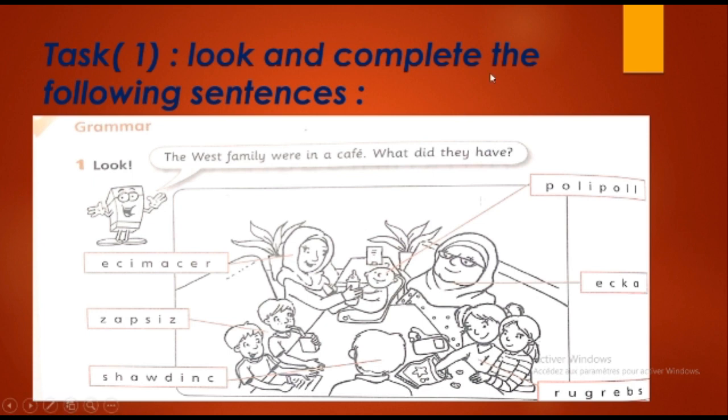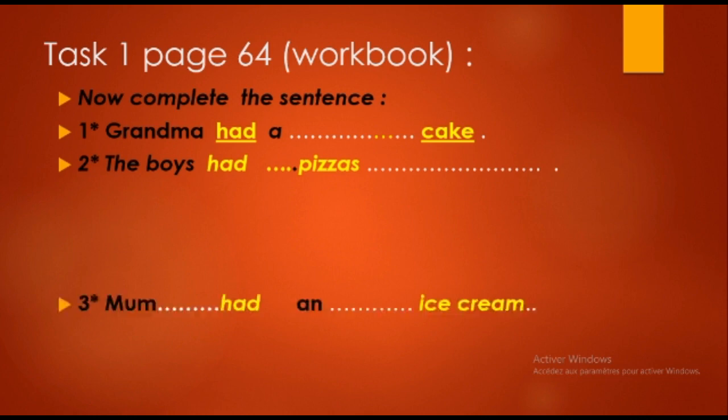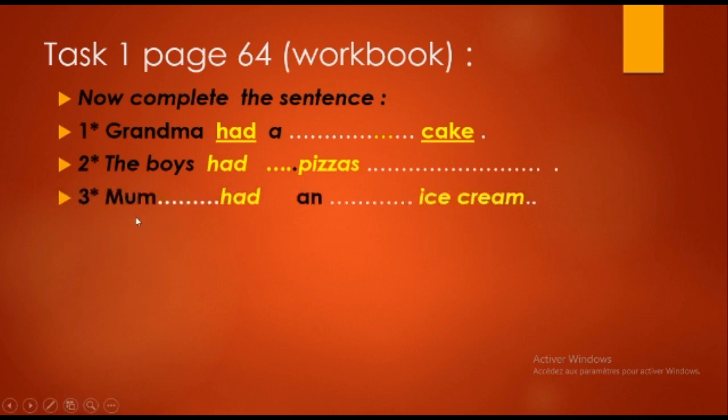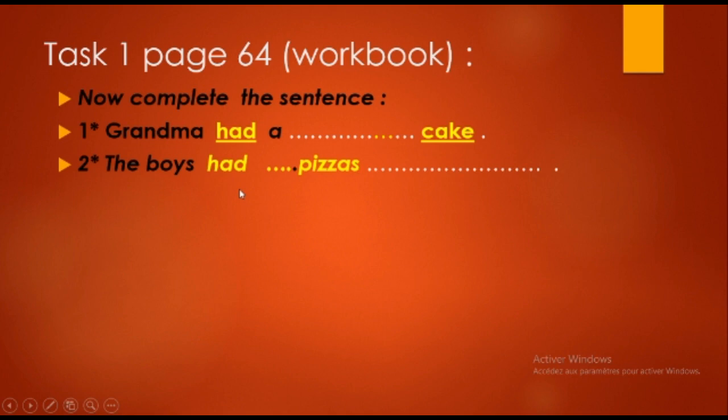Number 3. Look at mom. What did she have? Yes, we said before, ice cream. Now for mom, is it have or had? Had. Thank you. Mom had ice cream. Let us see our answer. Yes, you are right. Good job. Mom had an ice cream. We should use had.